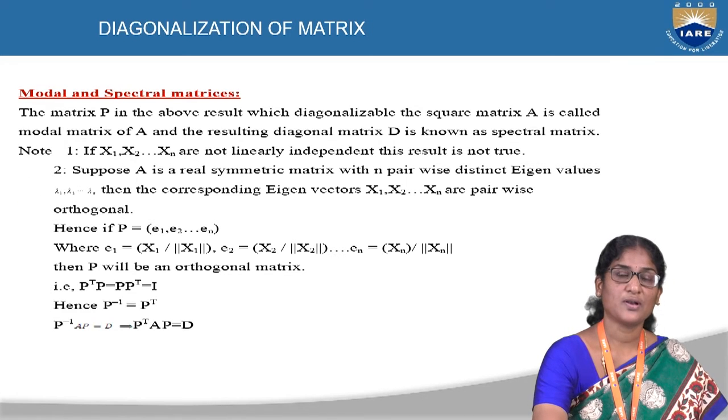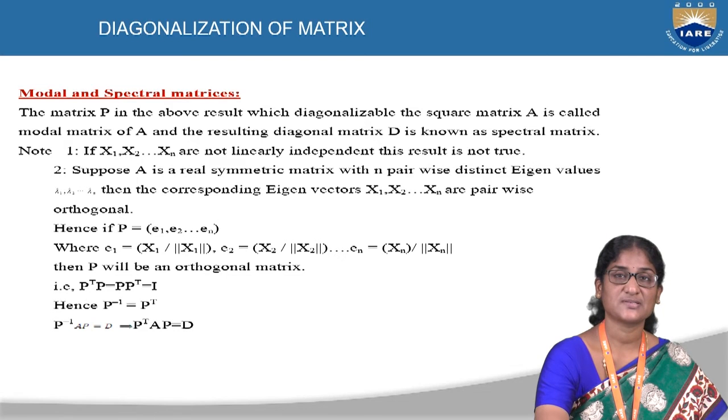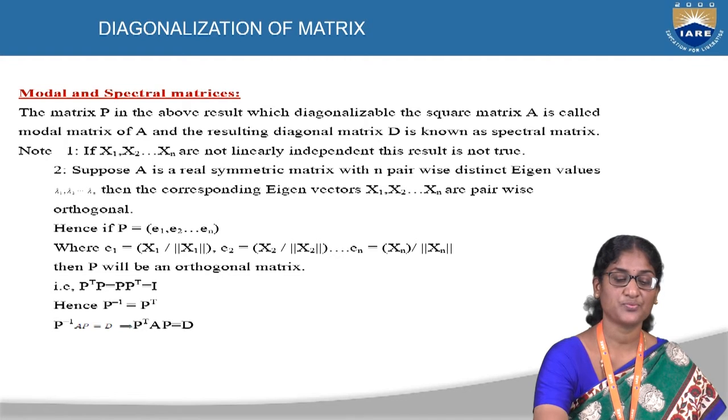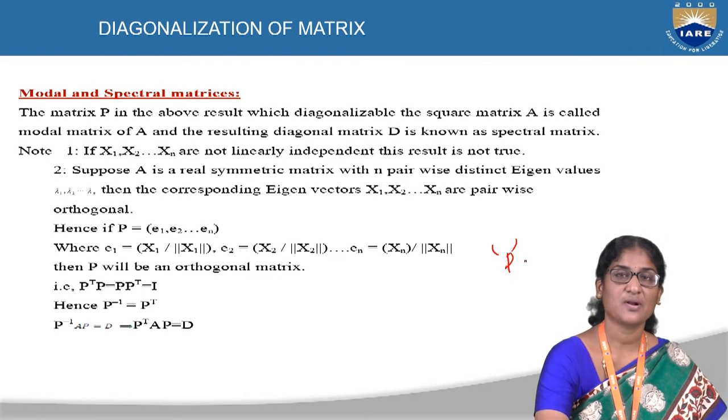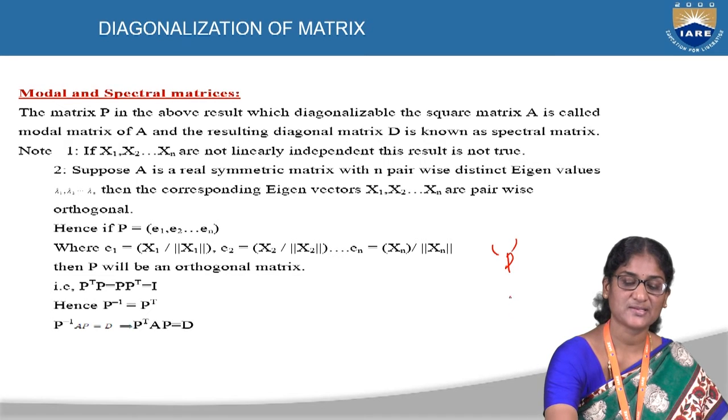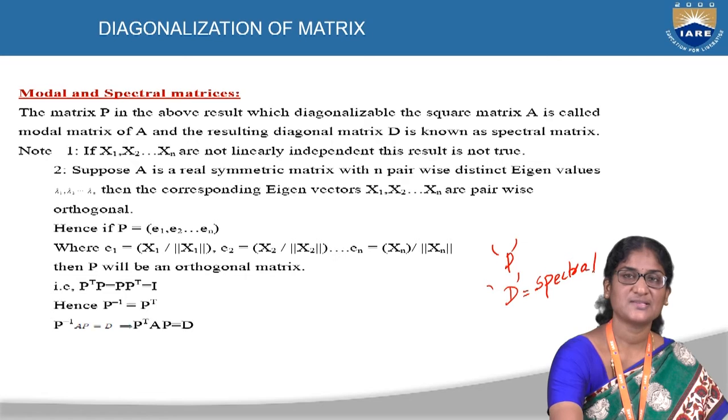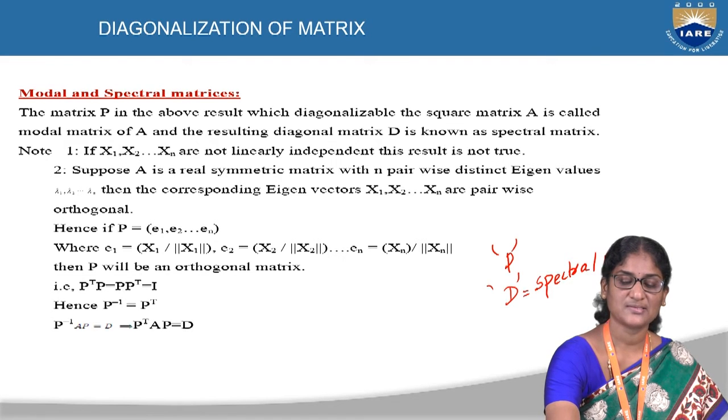Now, what do you call it? In this, we have two types of matrices, the modal matrix and the spectral matrix. So, let us understand what we mean by the modal matrix and spectral matrix. The matrix P in the above result, which diagonalizes the square matrix, is called the modal matrix. That means P is called a modal matrix. And the diagonal matrix that we have obtained at the last is nothing but the spectral matrix. So, D is called a spectral matrix, and P is called a modal matrix.